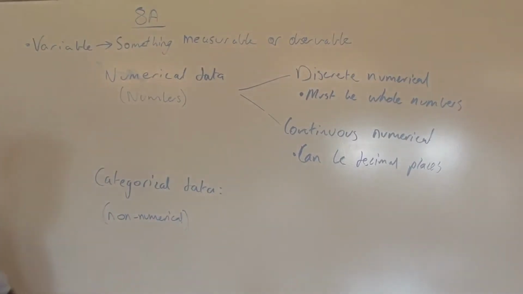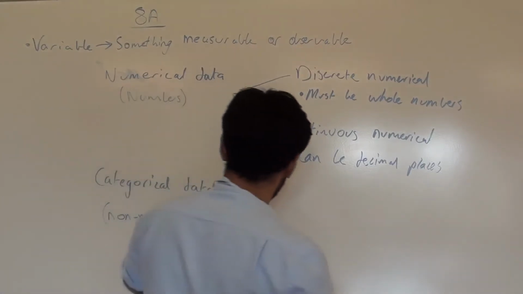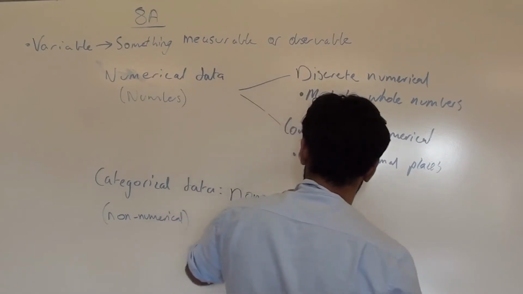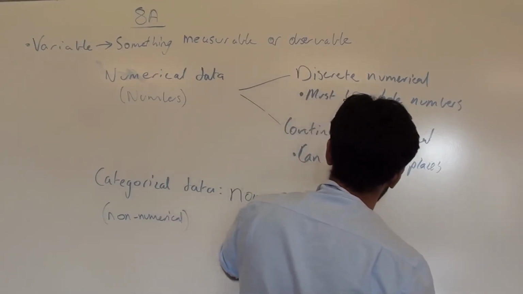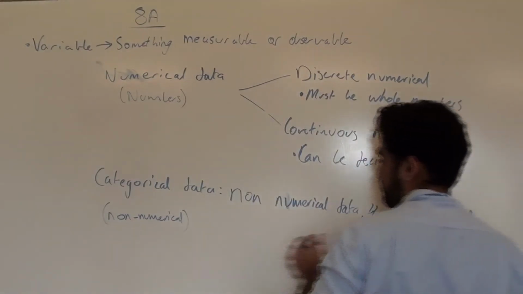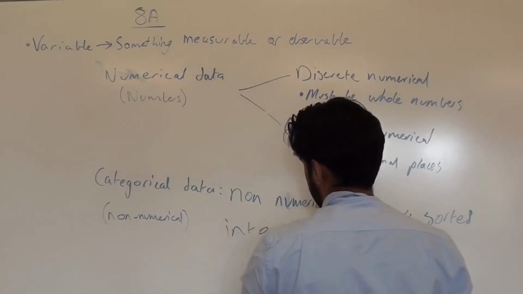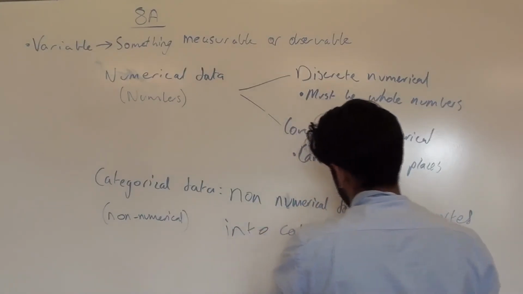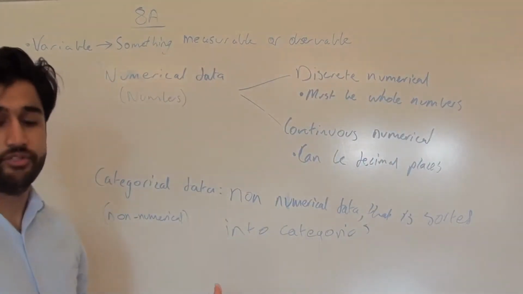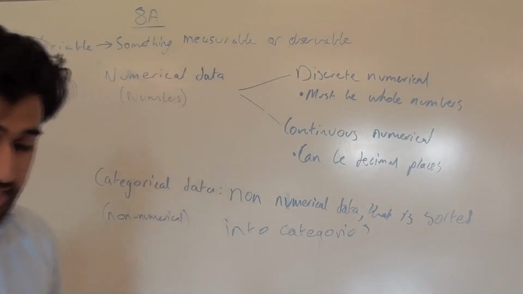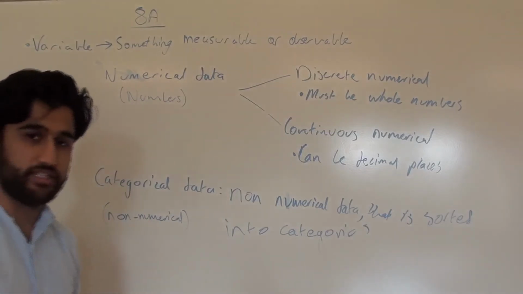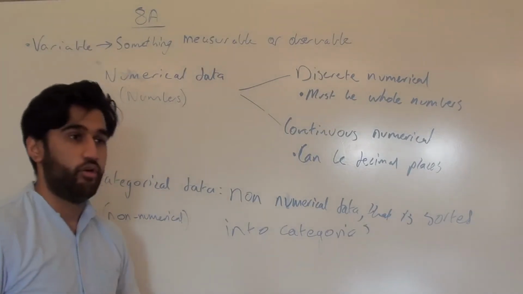So categorical data is non-numerical data that is sorted into categories. Now, doesn't that make a whole bunch of sense? Categorical, categories. How good is that? So think of an example of categorical data. I've got one.